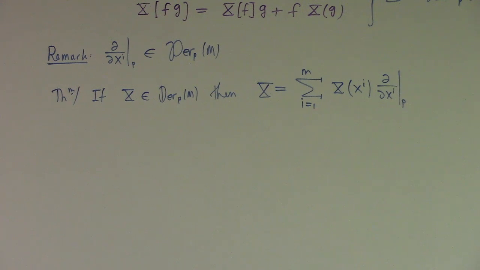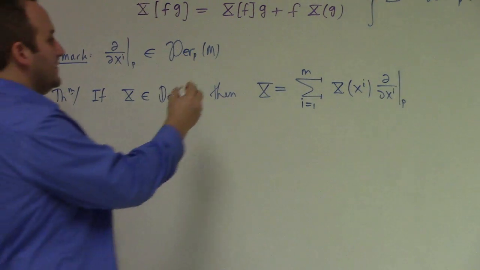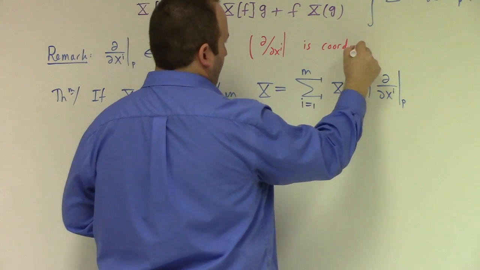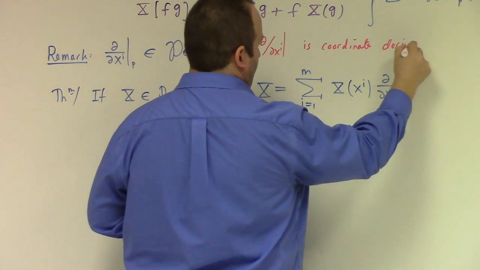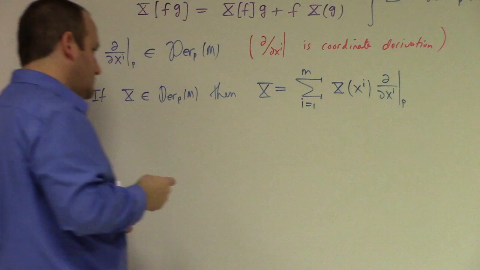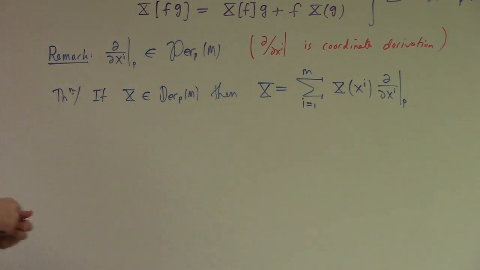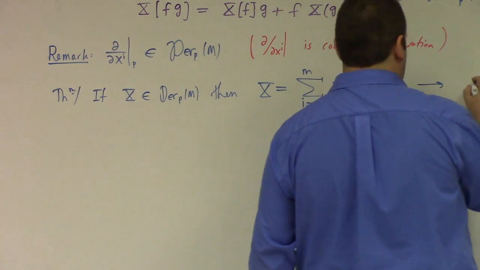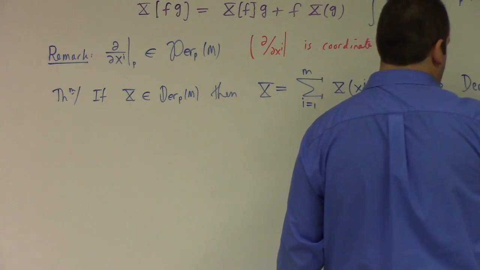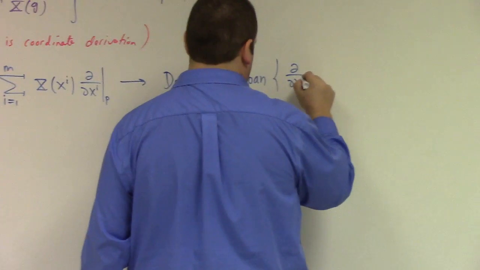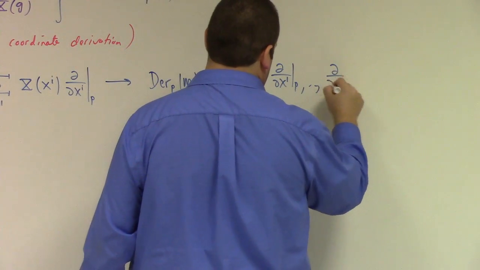In other words, the so-called coordinate derivations, so we say partial x_i is a coordinate derivation. You can see that the coordinate derivations at P, in fact, provide a basis. So what this theorem also happens to say is that if we look at the derivations at P to M, that's the span in the usual real sense of partial x_1 at P through partial x_n at P.